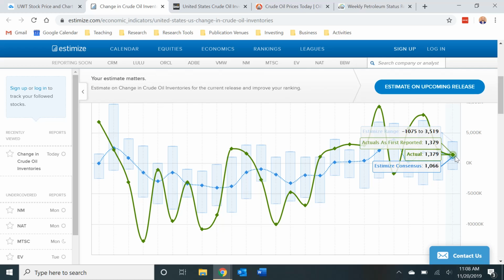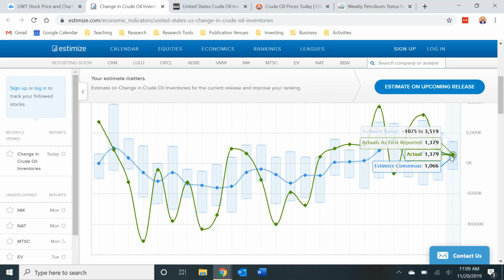Okay, analysts were expecting a 1,066 million barrel build, and the actual numbers came in at 1,379 million barrel build. So it was very close to the analyst estimate. And so the inventory numbers for this week would not have moved oil prices in any particular direction, which is why I didn't play this today.